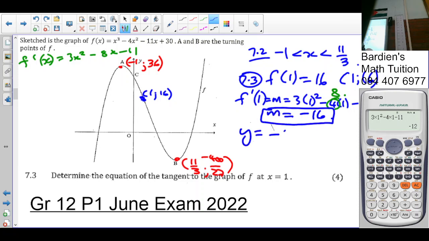So we have y is equal to negative 16x plus c. At this point we substitute 1 and 16.